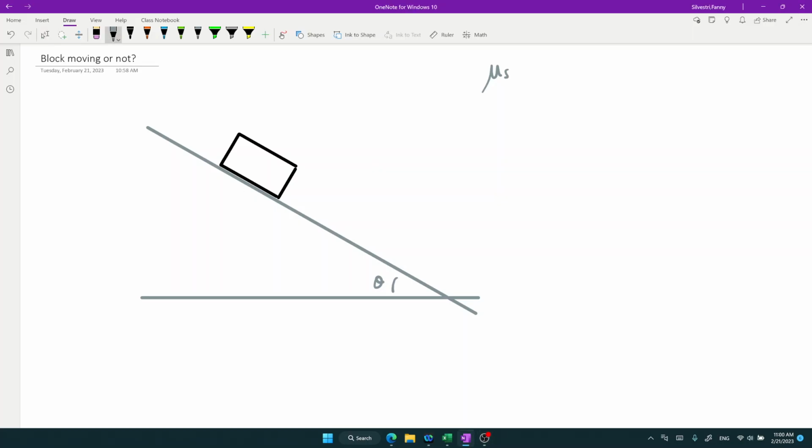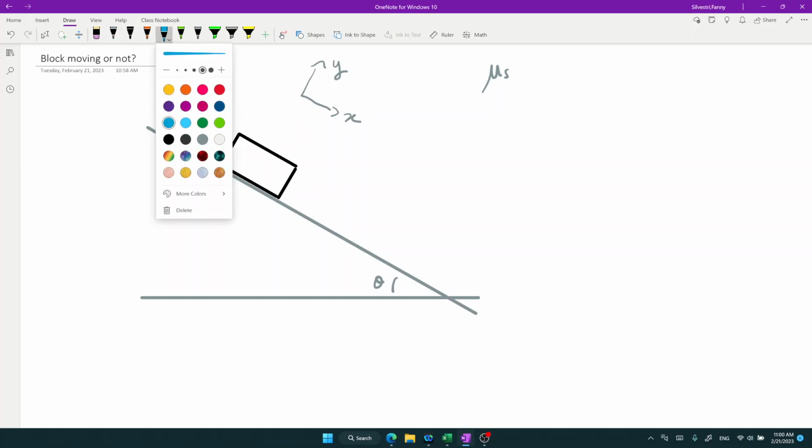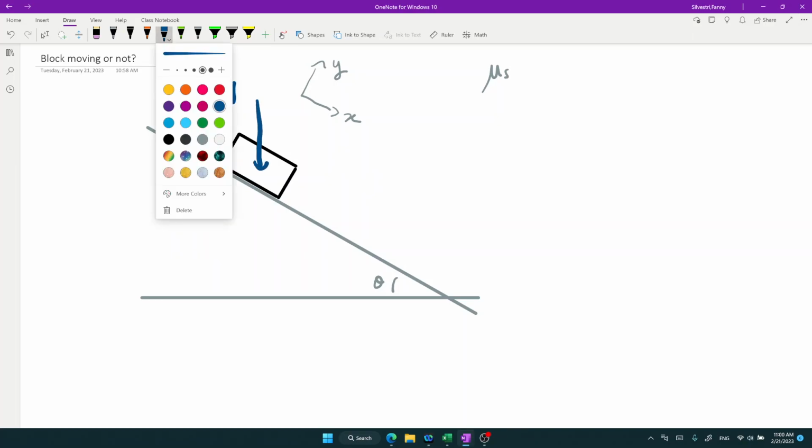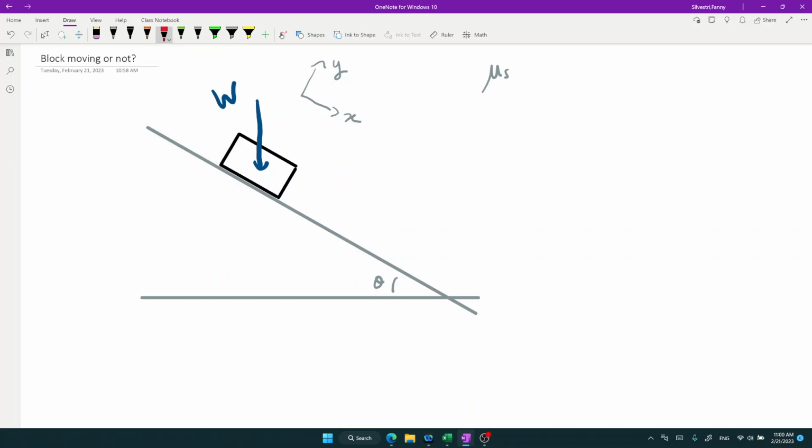So we will use two axes, x and y, with x parallel to the slope and y perpendicular to the slope. We will draw the forces that we know, usually the weight. I like to do them in blue. So we have the weight. And usually there are two forces that we don't know: the normal force, perpendicular to the slope, and the friction force, parallel to the slope, in the opposite direction of the motion or non-motion.